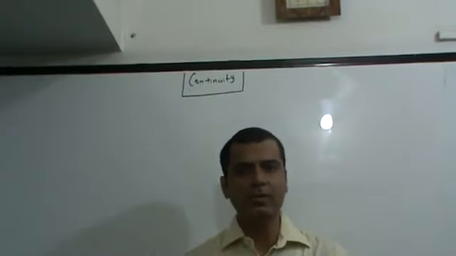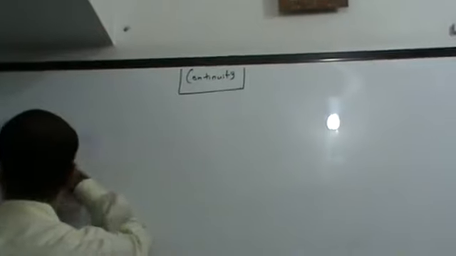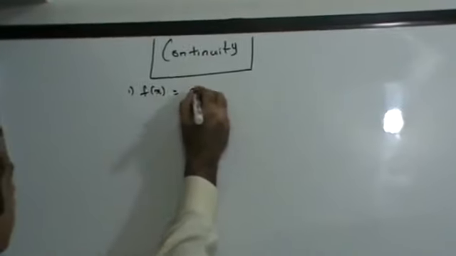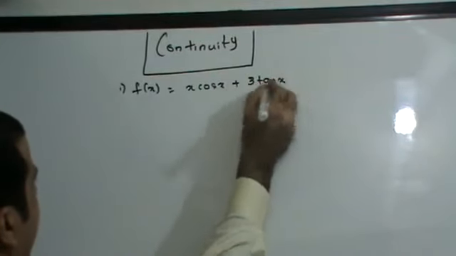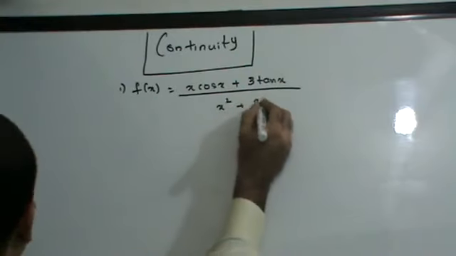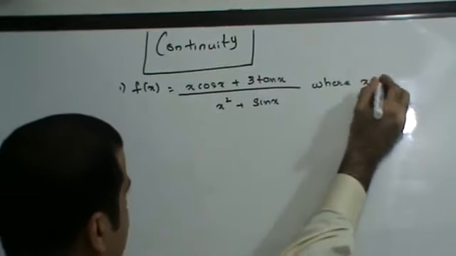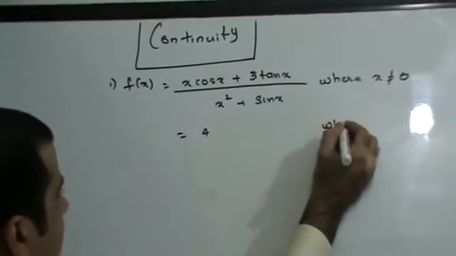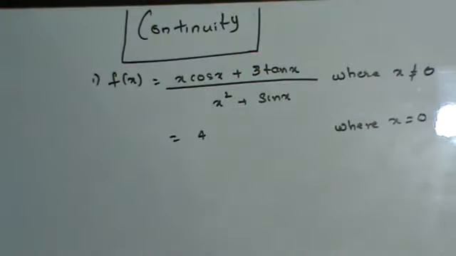Now we'll start with another chapter, continuity. Let's see this. The question is: f of x is equal to x cos x plus 3 tan x upon x square plus sin x, where x is not equal to 0, is equal to 4, where x is equal to 0. Discuss the continuity of the function.